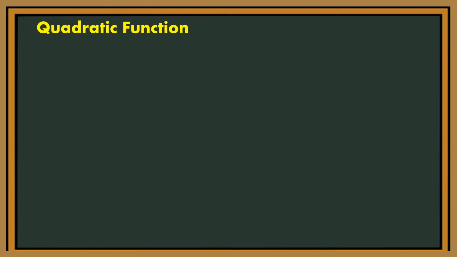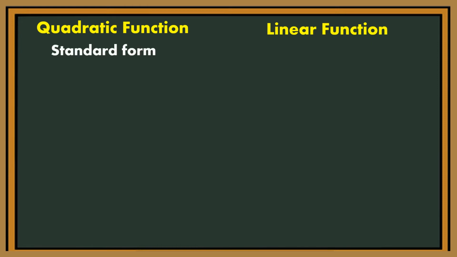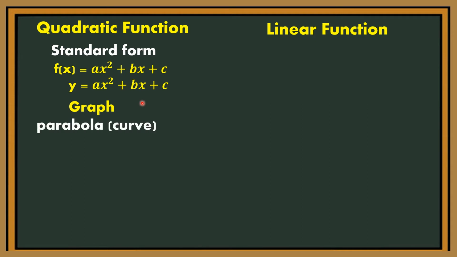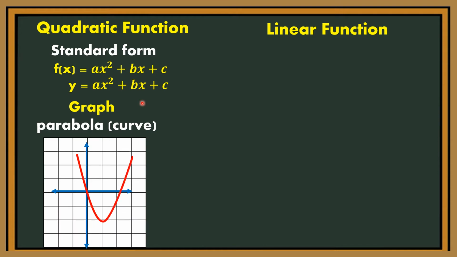Let us differentiate quadratic function from linear function. The standard form of quadratic function is f of x is equal to ax squared plus bx plus c, or y is equal to ax squared plus bx plus c. Kasi f of x is also y. And the graph of quadratic function is parabola or curve, like this.